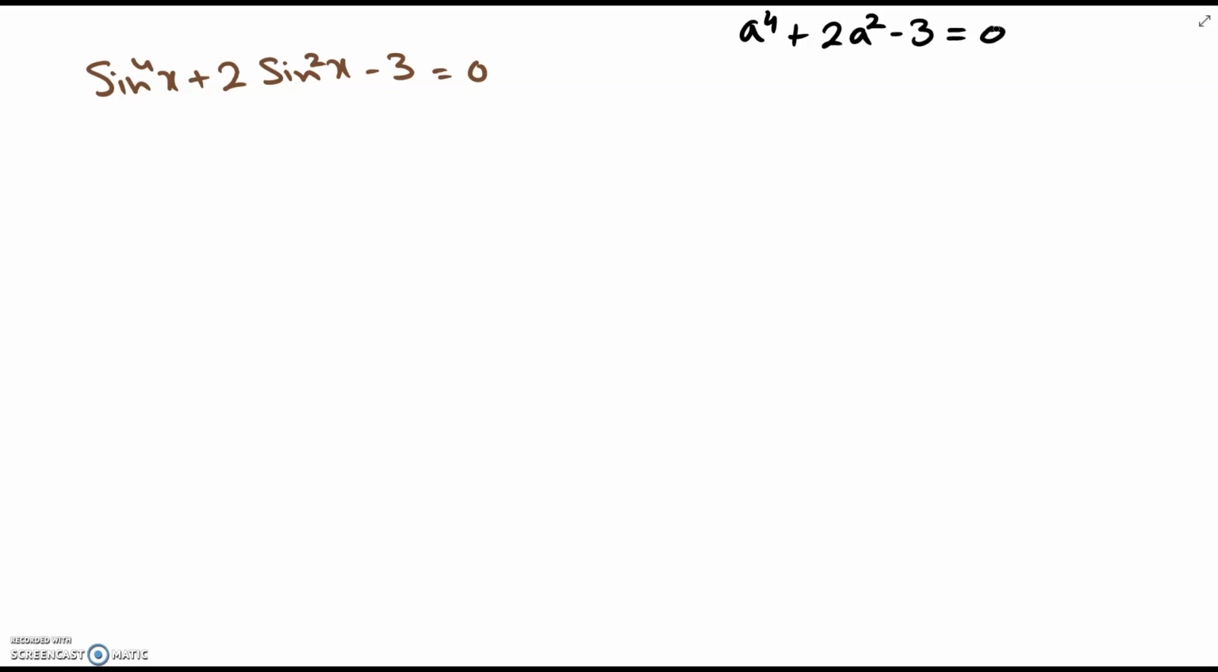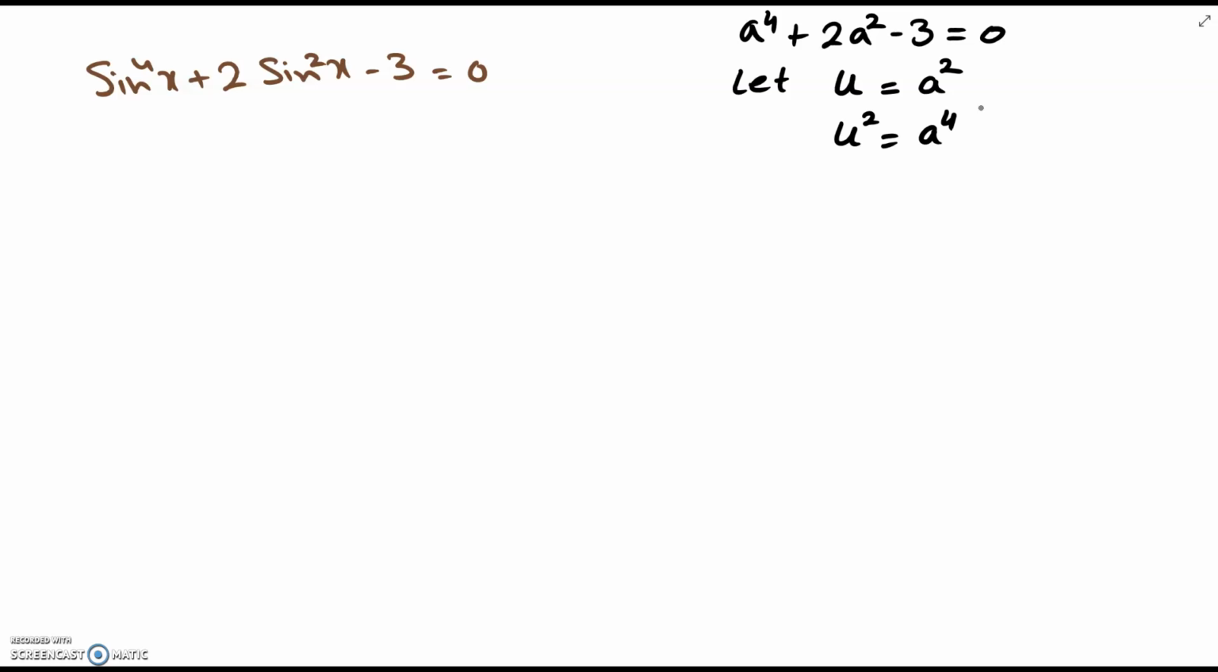If you remember, we used a method, the u method, right? Let u equal a to the power of 2, and u squared equals a to the power of 4, because if you take the square on both sides, then u squared equals a to the power of 4. So you will replace in this way, right? In a trigonometric equation, we are going to use the same method.